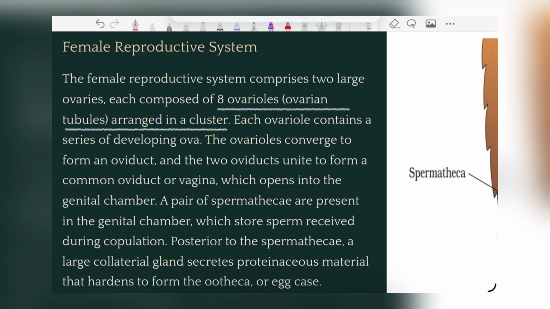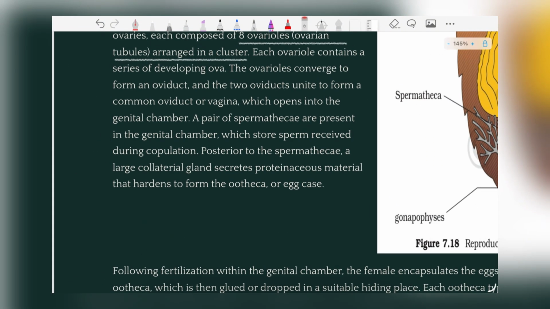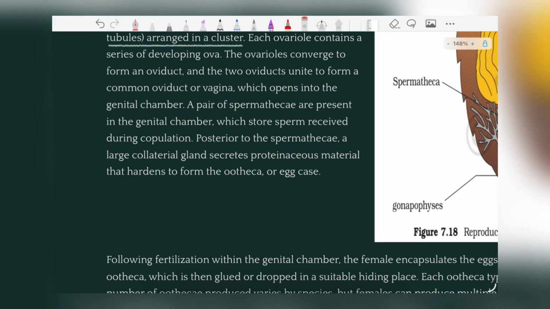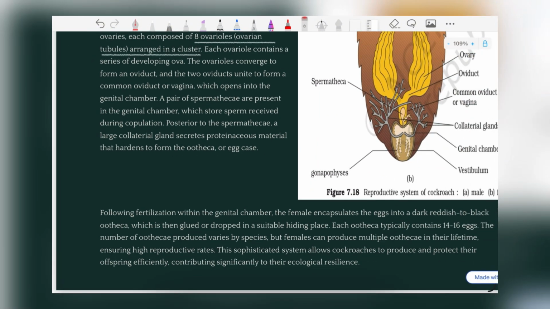The ovarioles converge to form an oviduct, and the two oviducts unite to form a common oviduct or vagina, which opens into the genital chamber. A pair of spermatheca are present in the genital chamber, which store sperm received during copulation. Posterior to the spermatheca, a large collateral gland secretes proteinaceous material that hardens to form the ootheca or egg case.